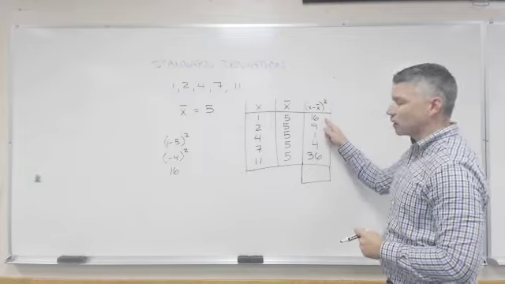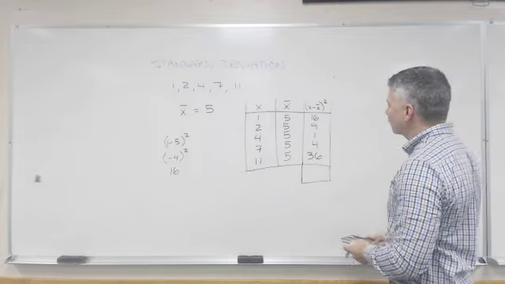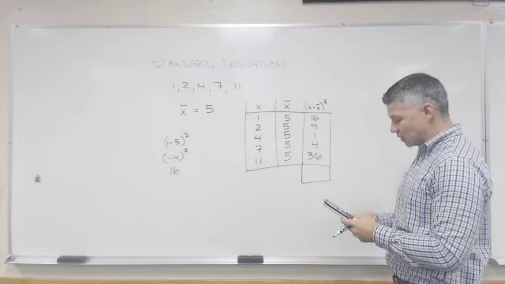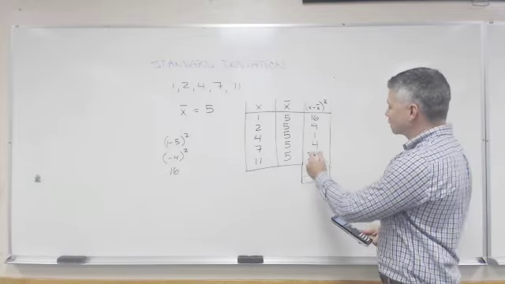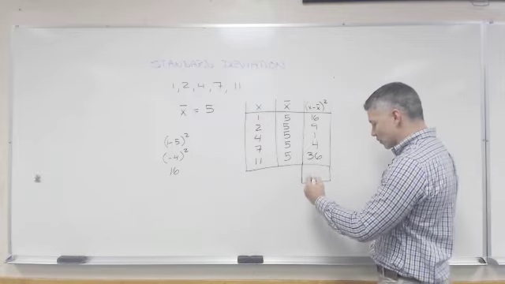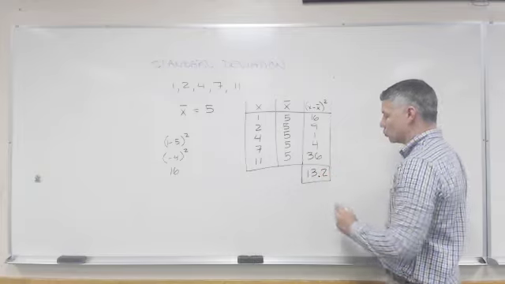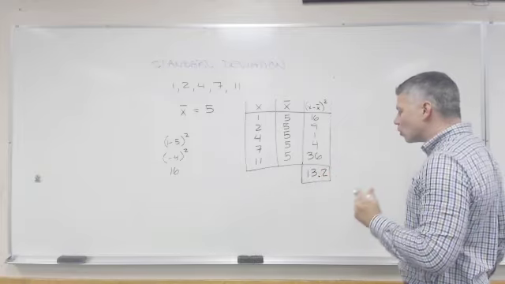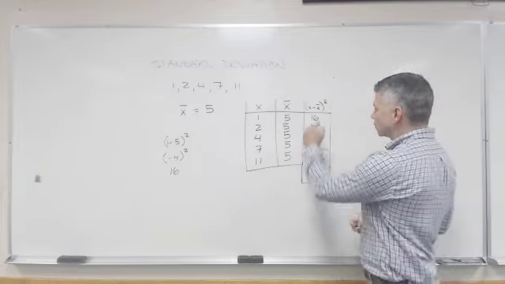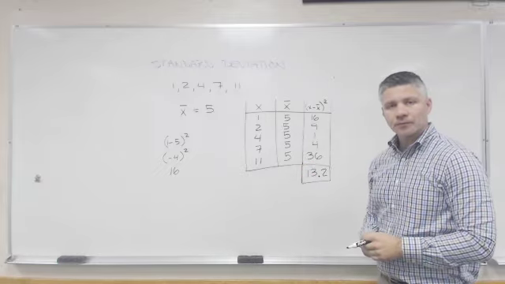So how do I do that? I add up all of my numbers and divide by 5. And if I add up 16, 9, 1, 4, and 36, I get 66. Divide that by the 5 numbers in my list, and my average is 13.2. And we're almost there. So this is the average that we found of our new column.